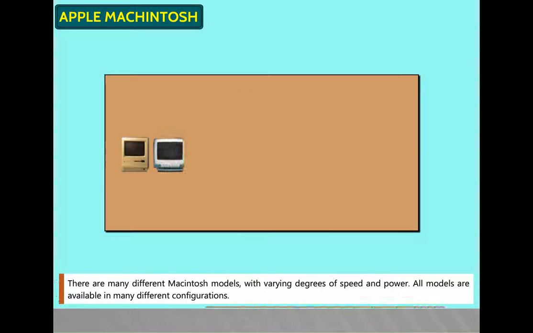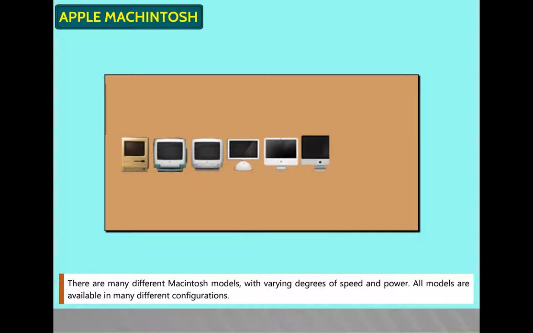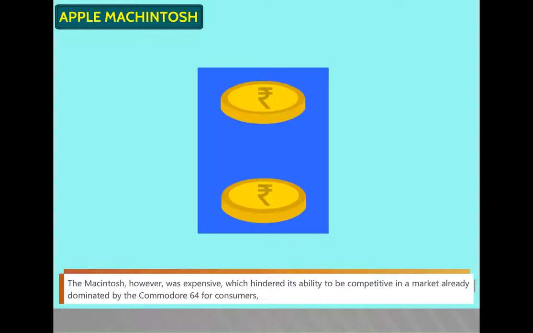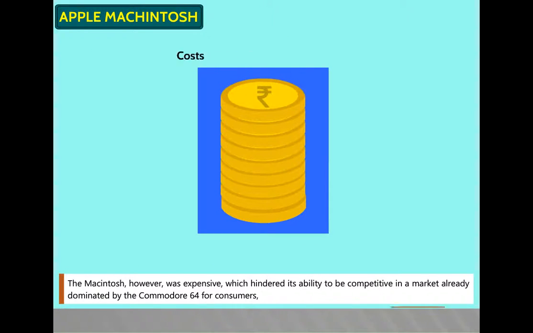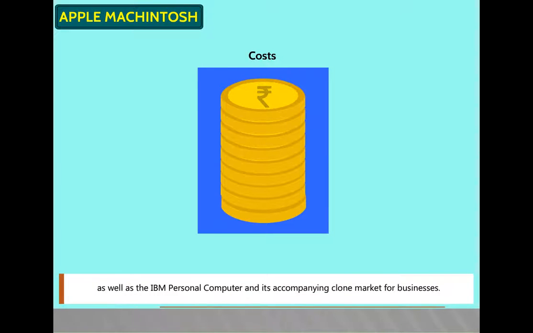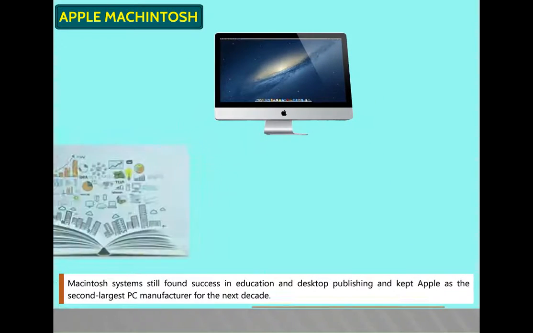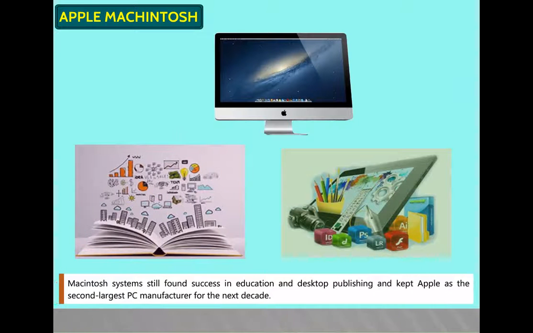There are many different Macintosh models with varying degrees of speed and power. All models are available in many different configurations. All models since 1994 are based on the PowerPC microprocessor. The Macintosh, however, was expensive, which hindered its ability to be competitive in a market already dominated by the Commodore 64 for consumers, as well as the IBM personal computer and its accompanying clone market for businesses. Macintosh systems still found success in education and desktop publishing and kept Apple as the second largest PC manufacturer for the next decade.